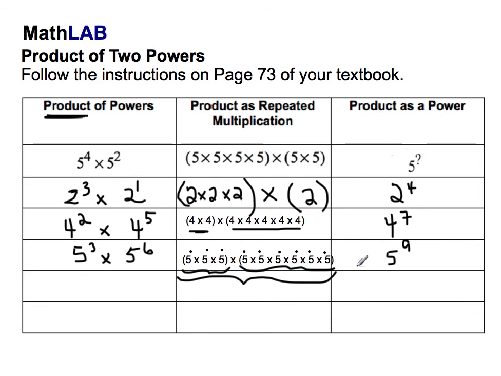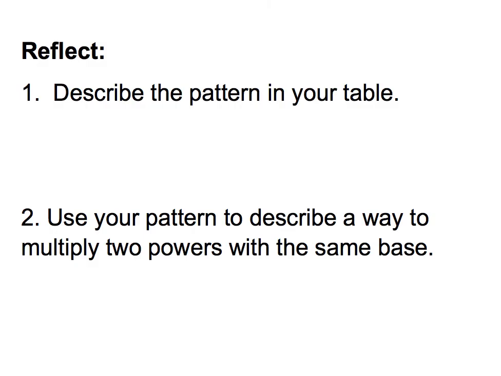Now we should be able to start getting a rule here. I got 2 to the power of 3 times 2 to the power of 1, I get 2 to the power of 4. 4 to the power of 2 times 4 to the power of 5 is 4 to the power of 7. 5 to the power of 3 times 5 to the power of 6 is 5 to the power of 9. So I want you to press pause in the video and describe what the pattern in your table indicates. And then use your pattern to describe a way to multiply 2 powers with the same base. So pause it now.